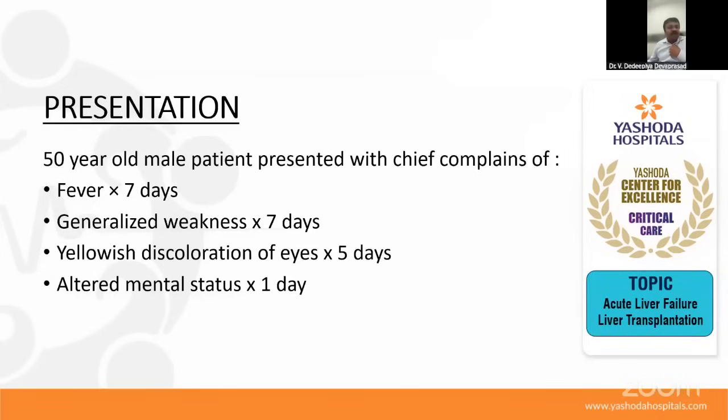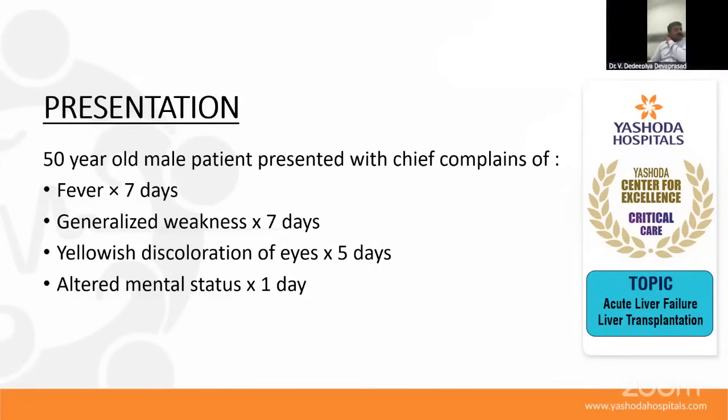In your first line, staying with your first slide, you stated it's a 50-year-old male. Any significance of age and gender in acute liver failure? Patients usually aged less than 40 years present with Wilson's more commonly. Okay, Wilson's disease is more common in the young. Autoimmune hepatitis also, sir. It is more common in females in the 30 to 50-year age group.